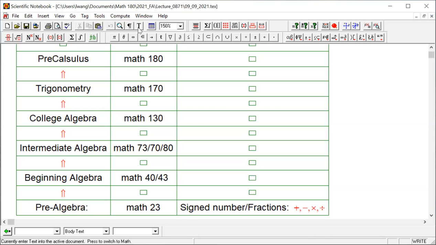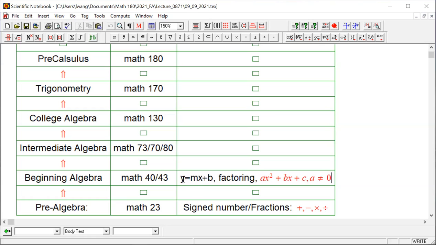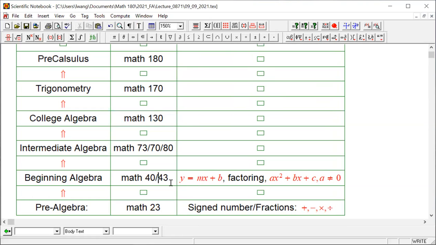You're going to learn about factoring. For example, you're going to learn about mx plus b. You're also going to learn about quadratics, factoring, solving equations. So this is a quadratic, with a not equal to 0, right? Factoring was a major part of that course.